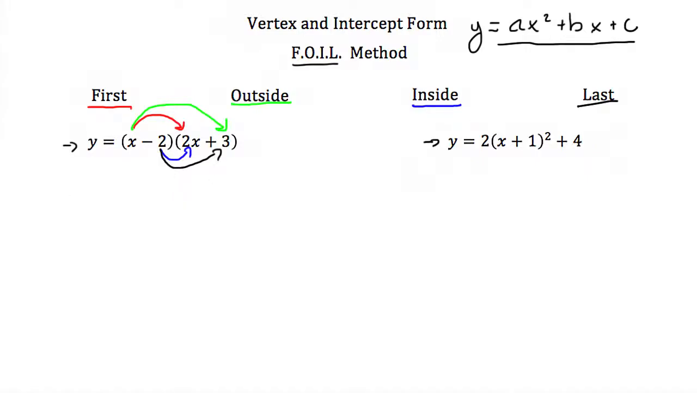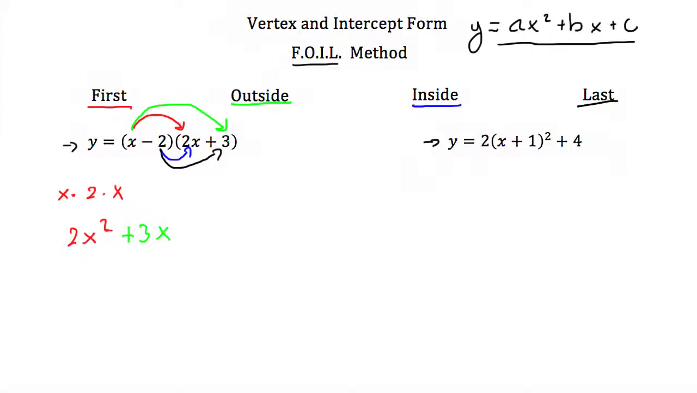So if we do that, we take our first terms. We have an x times 2x. That's x times 2 times x. This becomes 2x squared. Next we do our outside terms. We have an x times 3. So this is a positive 3x.